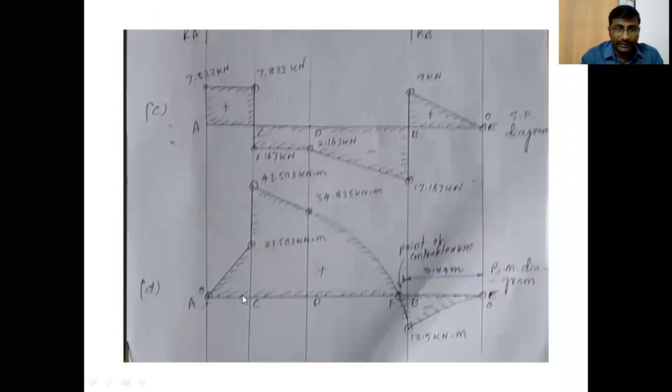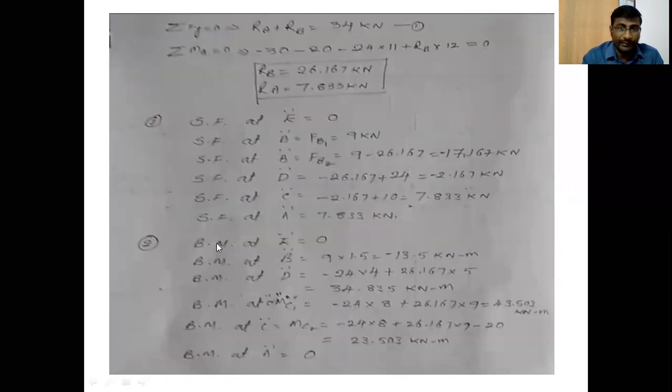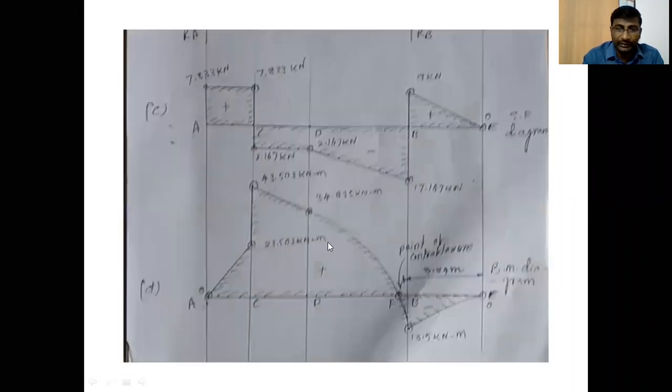Draw the baseline again for the bending moment diagram. Locate the points A, C, D, B, and E as in the shear force diagram, and locate the bending moment values at different points. What is the bending moment at E? Bending moment at E is 0. That's why I am locating the value on the baseline itself.